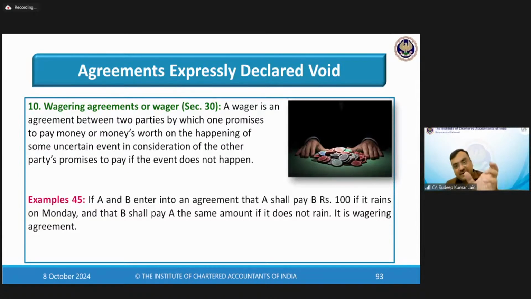The event is uncertain. Both parties have a chance to win. Does any party have control over the event? The answer is no. So these are the essential elements for wagering. If A and B enter into an agreement that A shall pay B rupees 100 if it rains on Monday, and that B shall pay A the same amount if it does not rain, it is a wagering agreement. Right?